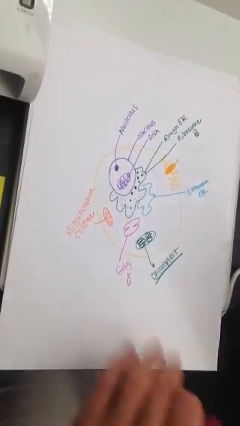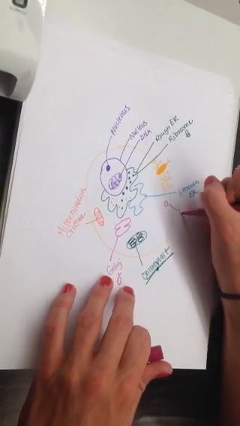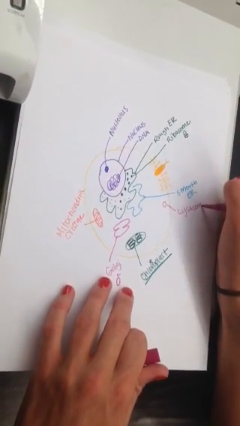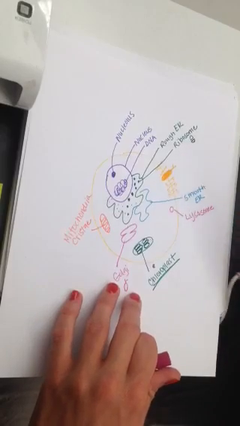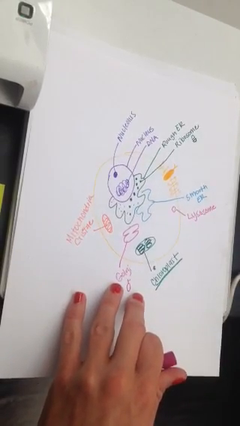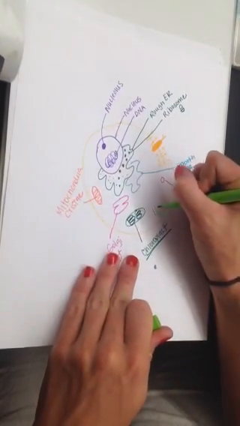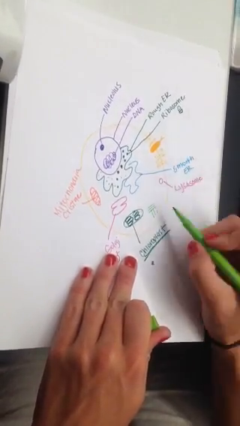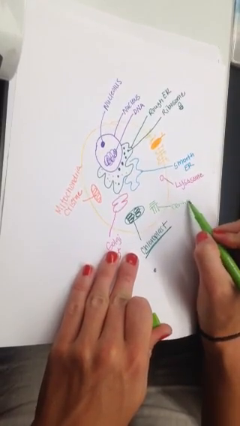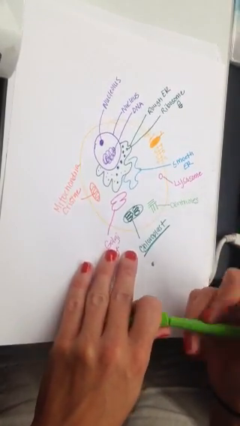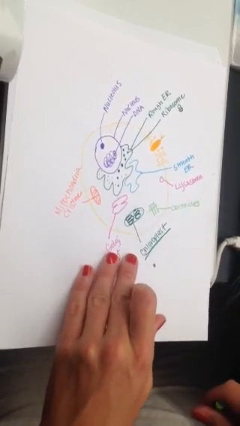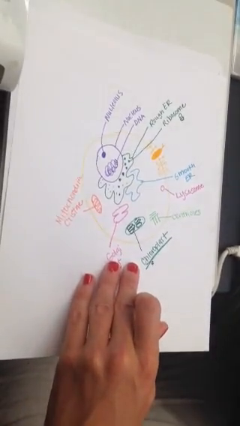Okay, lysosomes are small little circles, and their structure is that they have enzymes inside them to clean out the cell. So they have lysozymes inside them to clean out the cell, and their function is to clean out the cell. Centrioles are made out of microtubules, and they make spindle fibers.